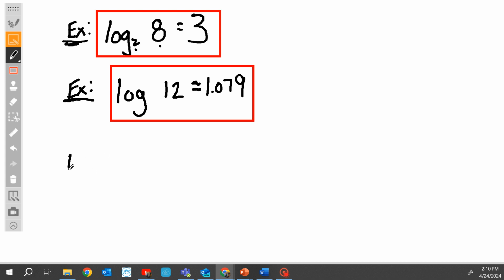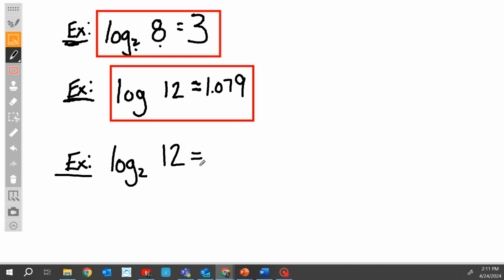Well, what about if we have log base 2 of 12? Well, this is asking us what power of 2 makes 12. Well, I don't know that. 2 to the power 3 is 8. 2 to the power 4 is 16. It's somewhere between 3 and 4, but I don't know what power it is.